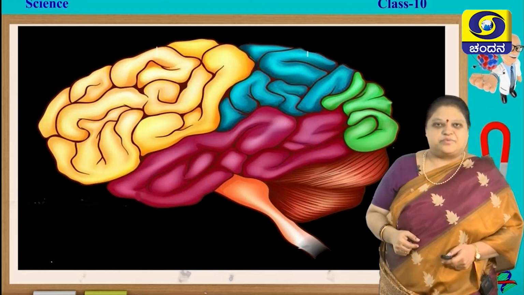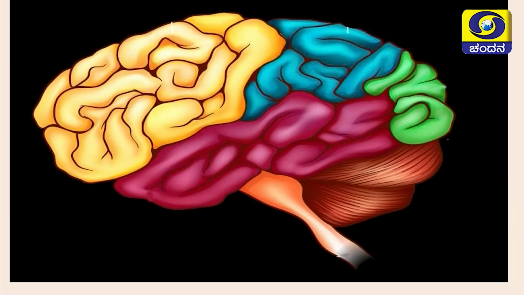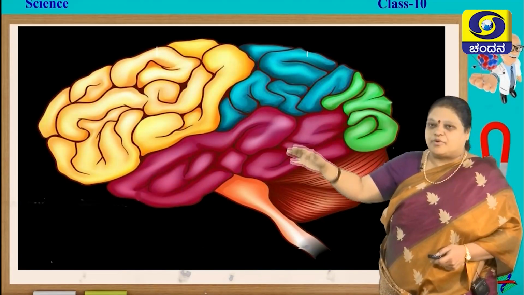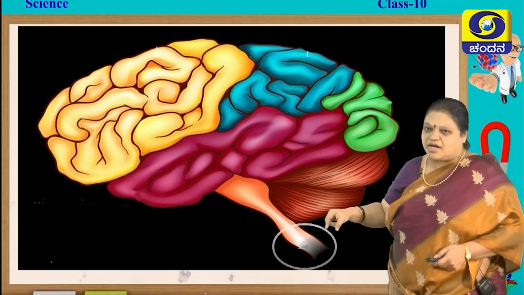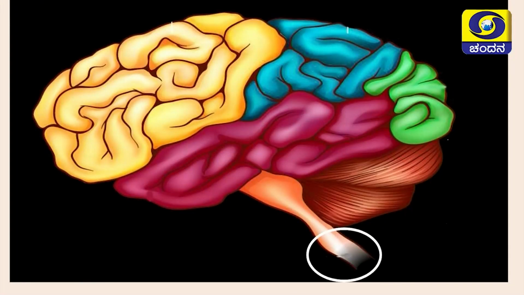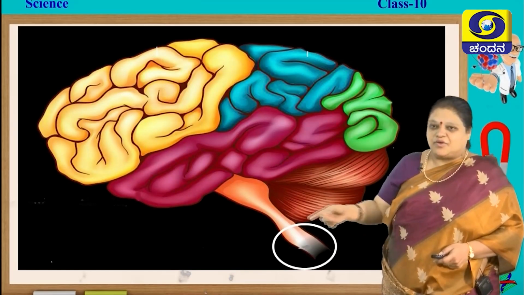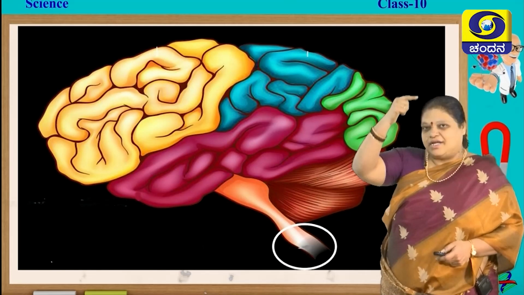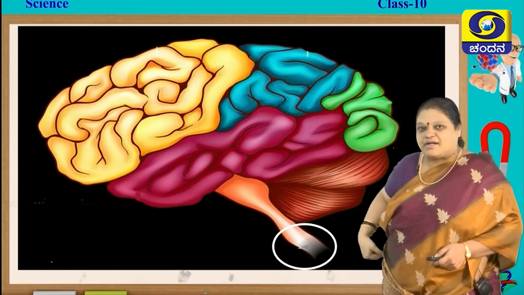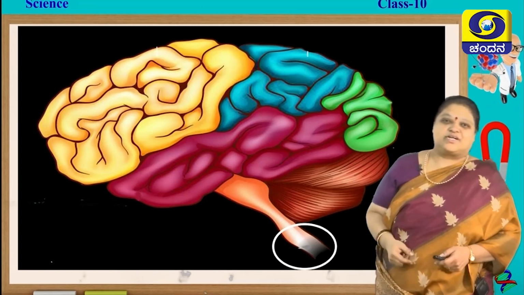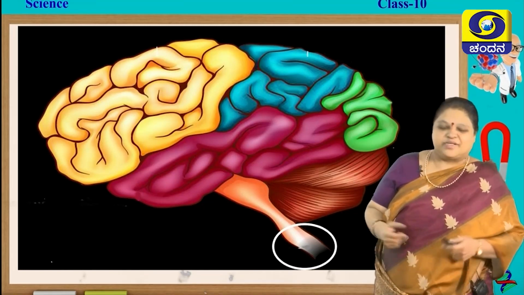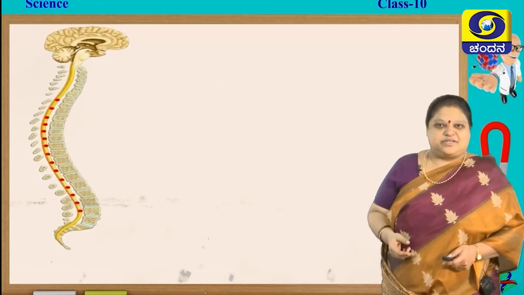Now, let us study about the position of the spinal cord. You know about the brain, you have studied. After the brain, a thin tubular structure that continues after the medulla oblongata, you call that the spinal cord. It continues throughout your back up to the last portion, and it is surrounded and protected by the vertebral column.